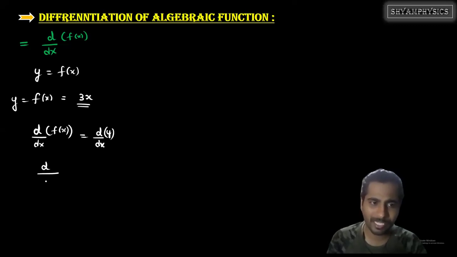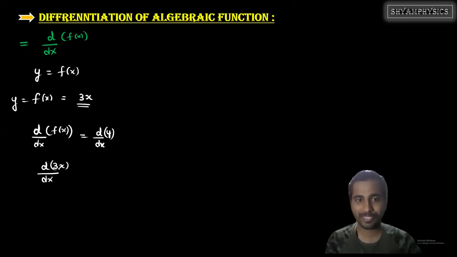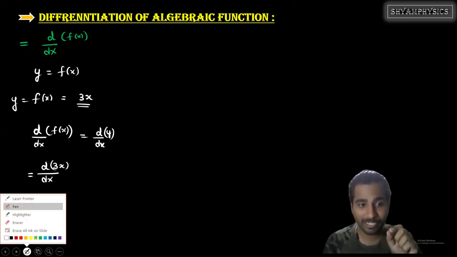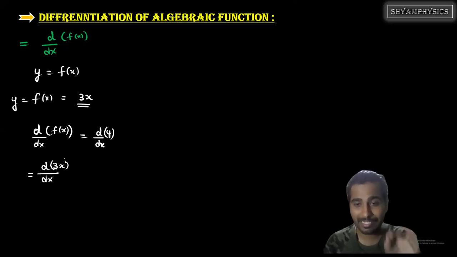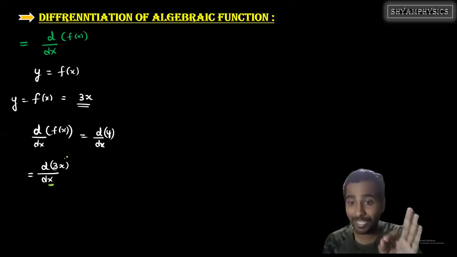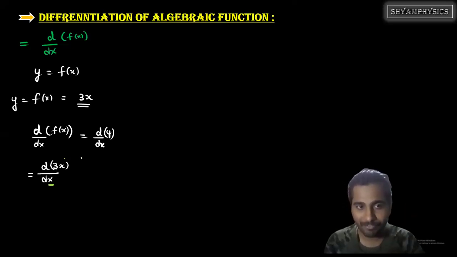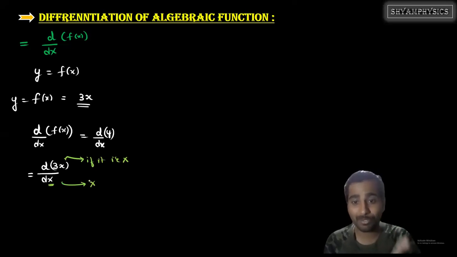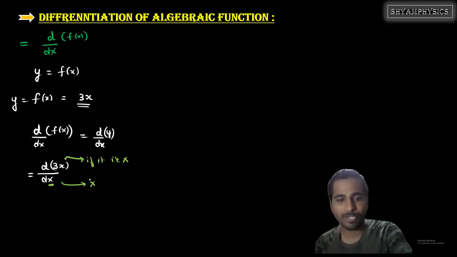What we need to do? So d by dx of 3x. This is majorly the function. When you're doing differentiation, there is a particular condition. If this function is differentiated with respect to x, then this function also must have the variable x. If the numerator has x and the denominator also has x, then only you can differentiate this. Otherwise, you can't differentiate. Clear my point? That's all.